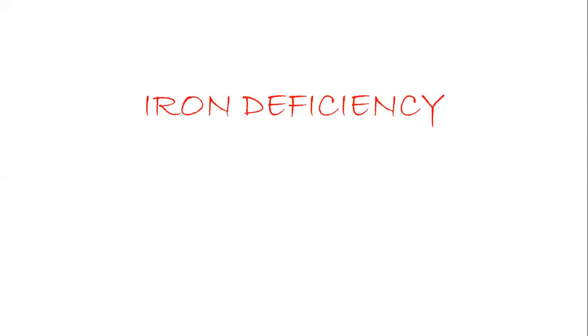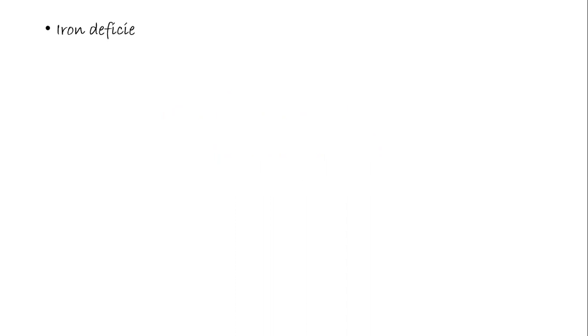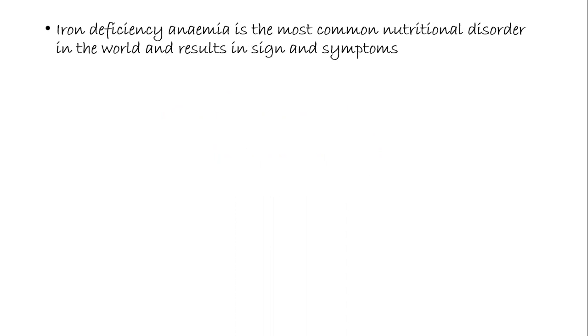Today we are going to learn about iron deficiency anemia. The name itself suggests that this type of anemia is caused due to deficiency of iron. Iron deficiency anemia is the most common nutritional disorder in the world, and it results in the signs and symptoms which are caused due to the inadequate synthesis and release of hemoglobin in the body.